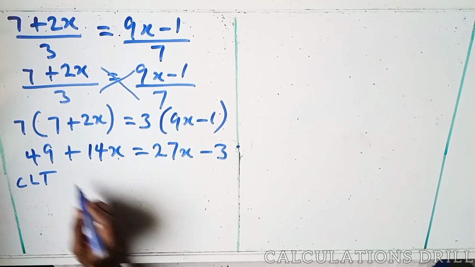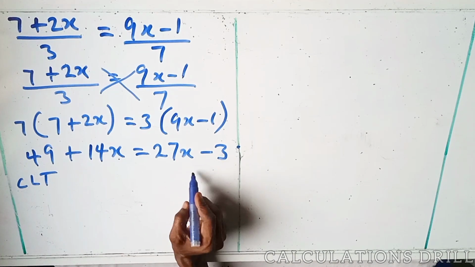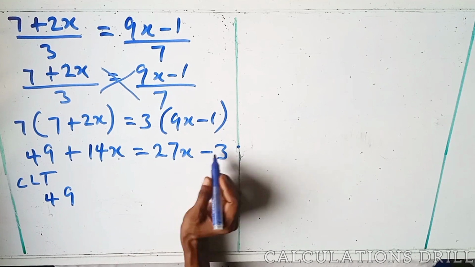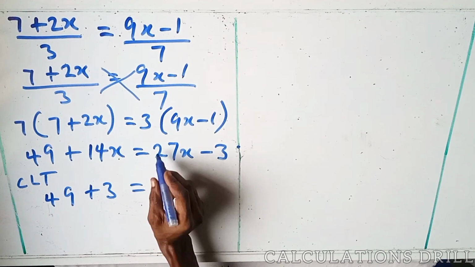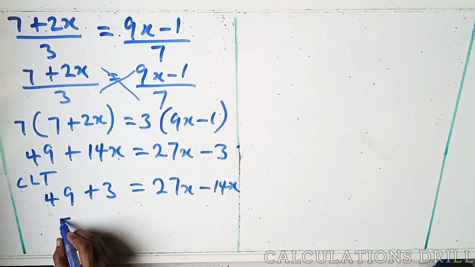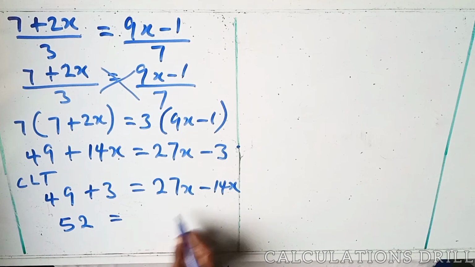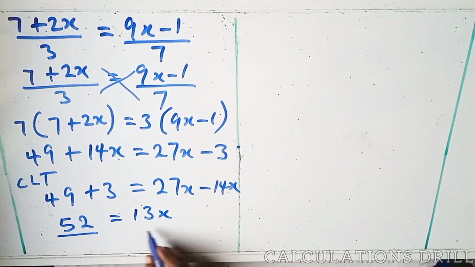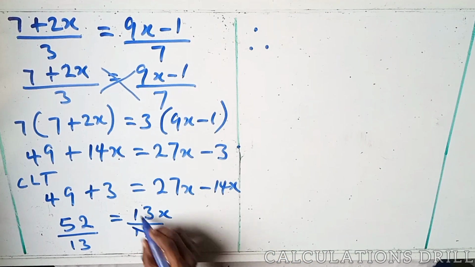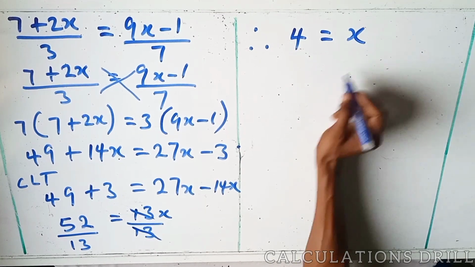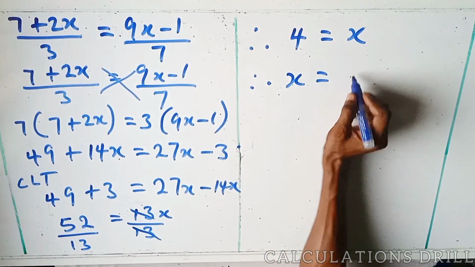So we'll collect like terms. 49 plus 3 equals 27x minus 14x. 49 plus 3 gives us 52, and it equals 27x minus 14x, which gives us 13x. The next thing is to divide both sides by 13, and 52 over 13 gives us 4, equals x, because 13 will cancel 13. Therefore, x equals 4.